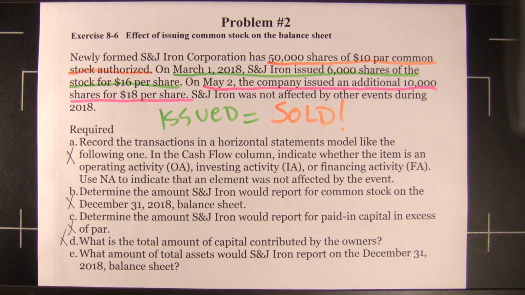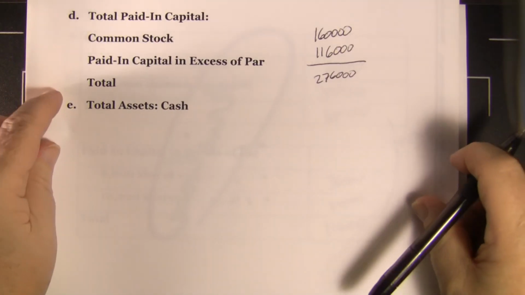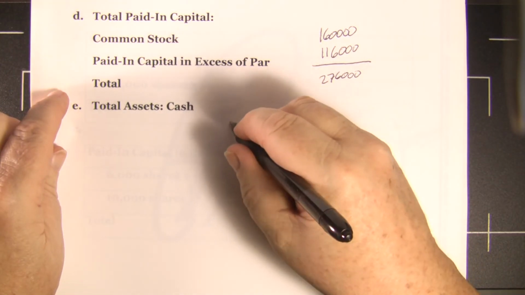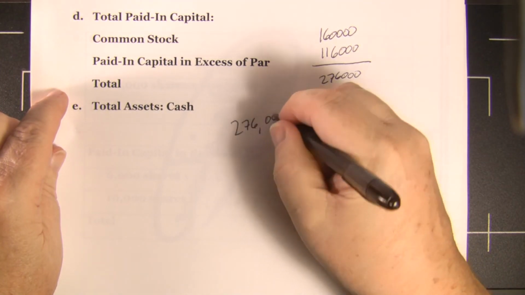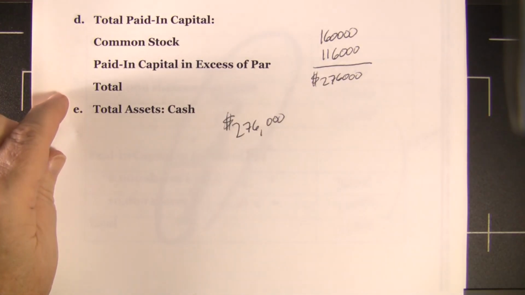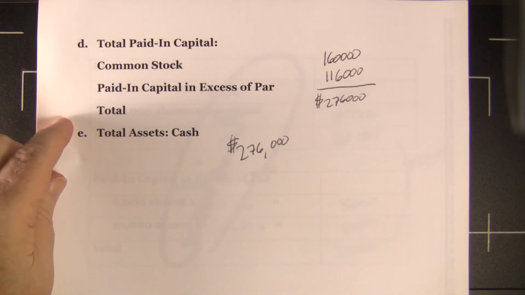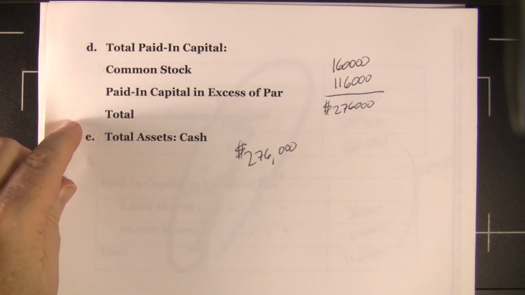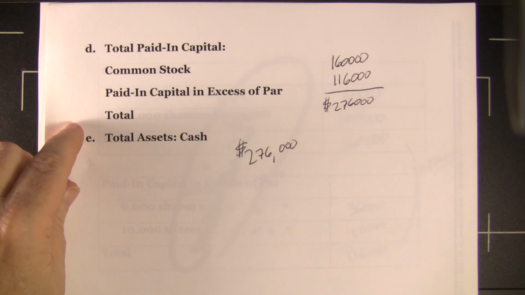And the last thing, it says, what is the total assets they would report? Well, they only talked about one asset, cash. So we're assuming they sold the stock and just kept the money, just sat there with the money in their pocket. They didn't tell us anything else. So they only have one asset, and that's cash, 276,000. Not that having cash is a bad thing, but it's kind of odd that a company would sell stock, raise capital, and then not use it to do anything with.